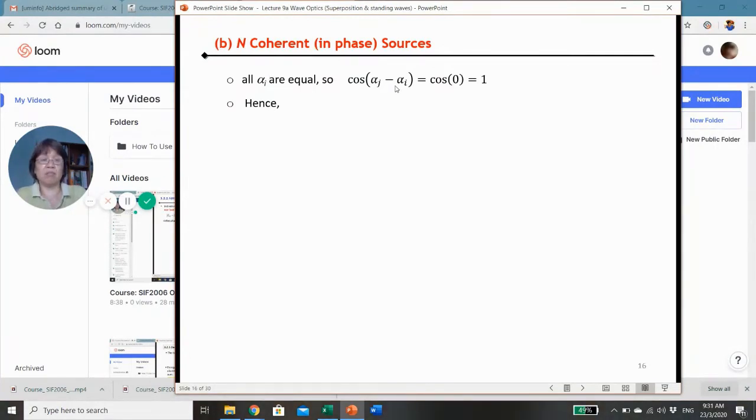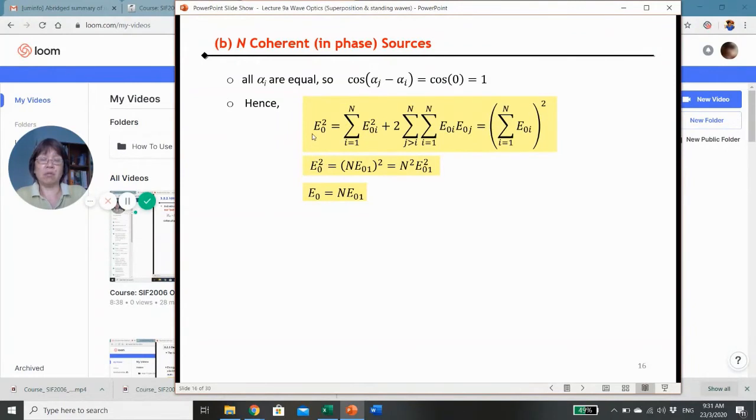So the difference will be 0. Cosine of this is 1. Therefore, looking at the expression, the cosine part there is equal to 1, so we drop that. So basically, when you look at this expression, it is actually the squaring of the summation of all the individual amplitude of the electric field.